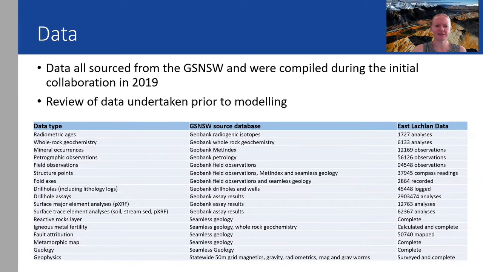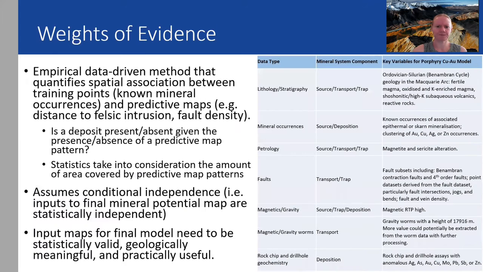So a list here of the data that were available. All of this came from the Geological Survey and was compiled during the initial collaboration in the first half of 2019. And the review of all the data was undertaken prior to doing the initial weights of evidence modelling. So you can see here the different data types, which of the survey databases it's come from, and then the amount of data available over the broader East Lachlan Orogen.